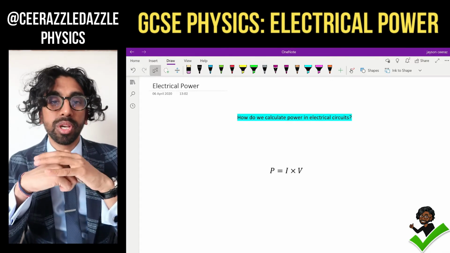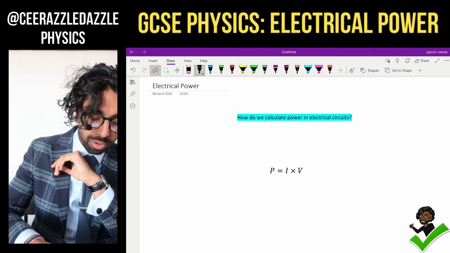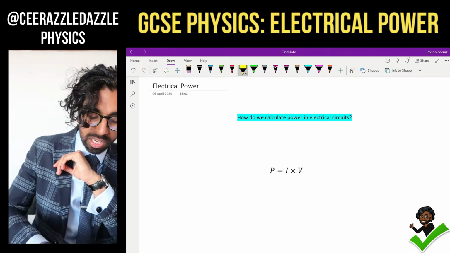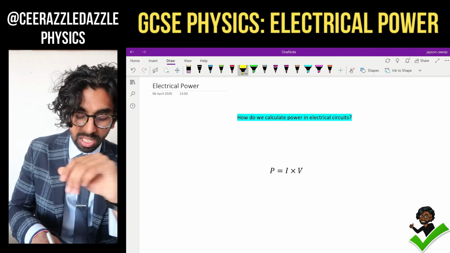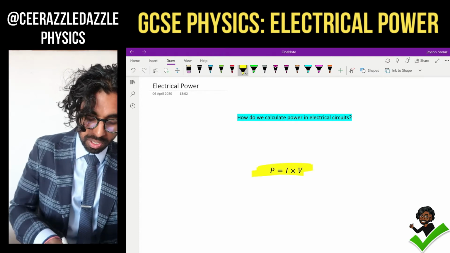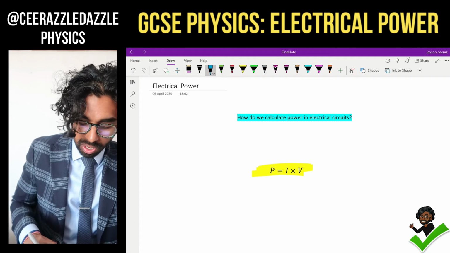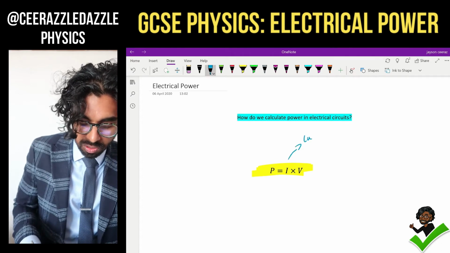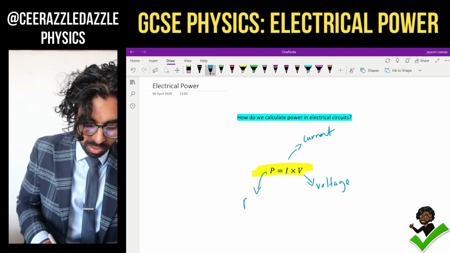In today's session, we're going to be talking about electrical power. So, let's define electrical power. Power in electrical circuits is going to be given by the current times by the voltage. So, here's our formula. P is equal to I times by V, where I stands for the current, V stands for the voltage, and P stands for power.